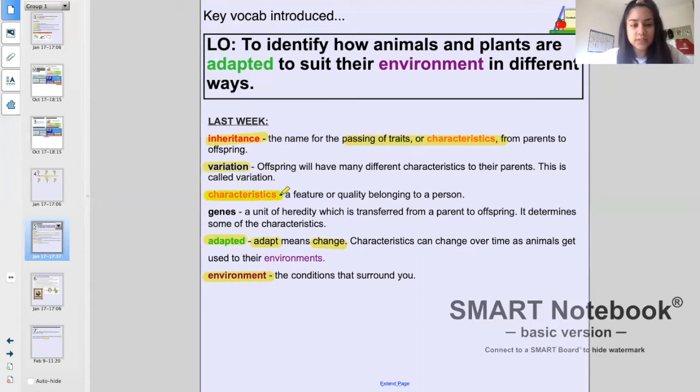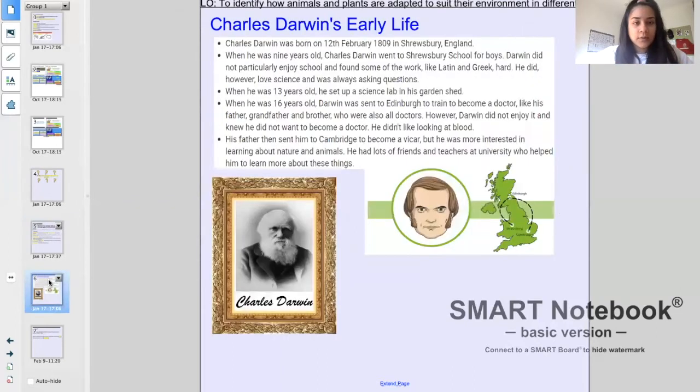And finally, characteristics are a feature or a quality belonging to a person. So my eyes are brown. That is the characteristic I have for my eyes. Right, so let's have a look at Charles Darwin. Okay, feel free to read this through with me, but I'll read this out loud to you now.